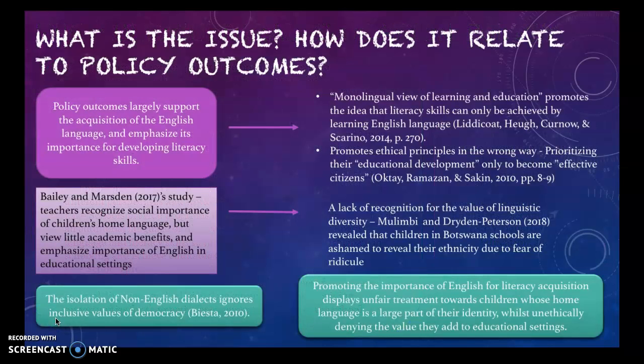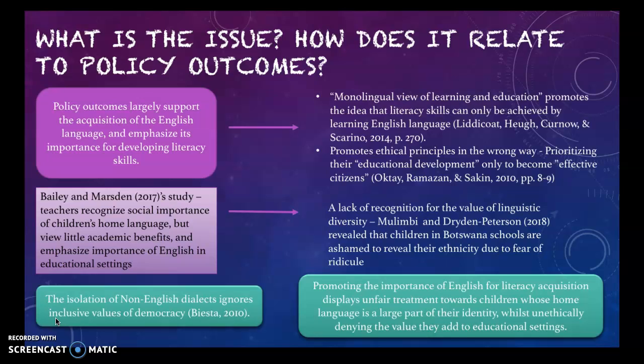So the policy largely supports the acquisition of the English language and emphasizes its importance for developing literacy skills. The problem with this is that it promotes a very monolingual view of learning and education, in that literacy skills are only facilitated through the English language. Although learning the English language promotes equity, it pushes other languages to the background. So a school might respect cultural and linguistic diversity, but it doesn't integrate it.